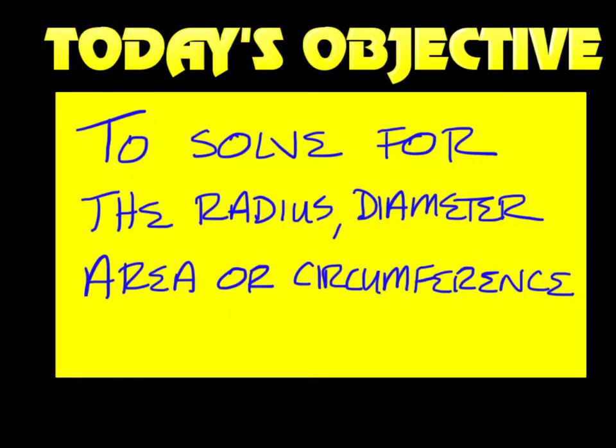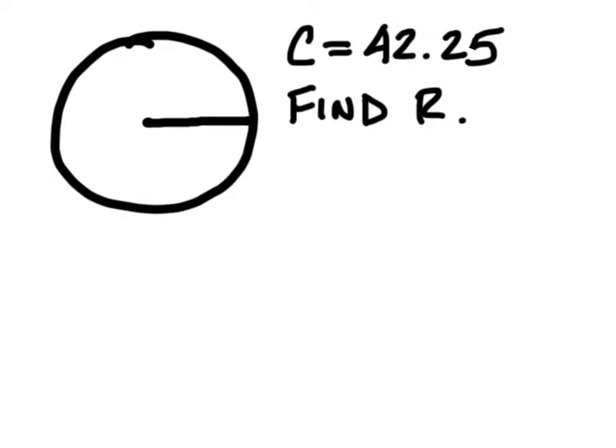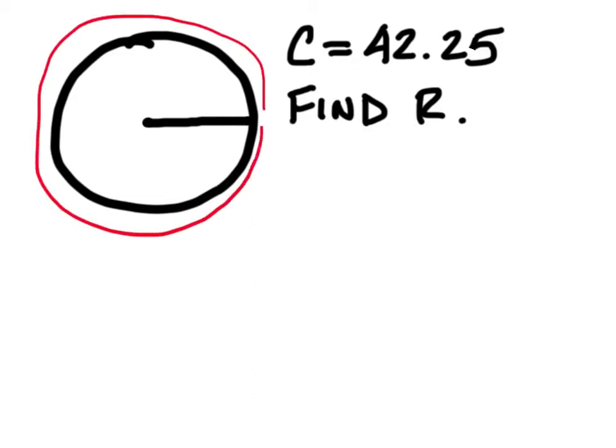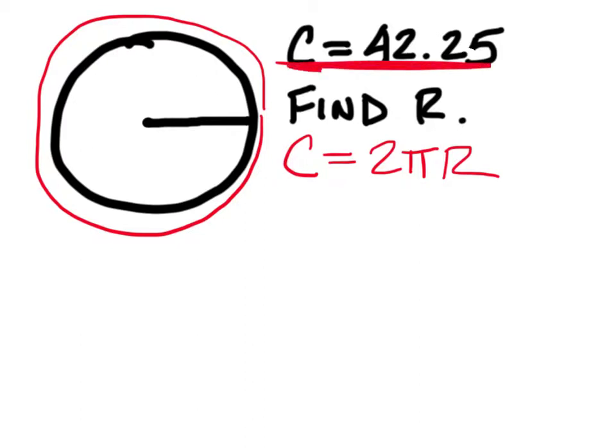to solve for the radius, diameter, area, or circumference of a circle. So here's a circle, and you're given the circumference. The circumference is the distance around the circle one time. The formula for circumference is circumference equals 2 pi r. Now in this problem, you're given circumference to start with.